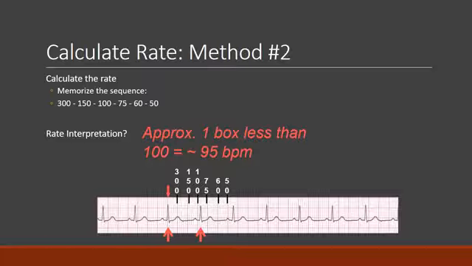All right, and so we're going to count over to see where the next one would be. The first box would be 300, 150, 100. You can see the R wave falls somewhere between 75 and 100, so maybe upwards of 85 or 90, something like that. All right, so to count the rate, memorize the sequence: 300, 150, 100, 75, 60, 50. We know that this is going to fall somewhere a little bit less than 100, so 95, 90, 85, something like that.